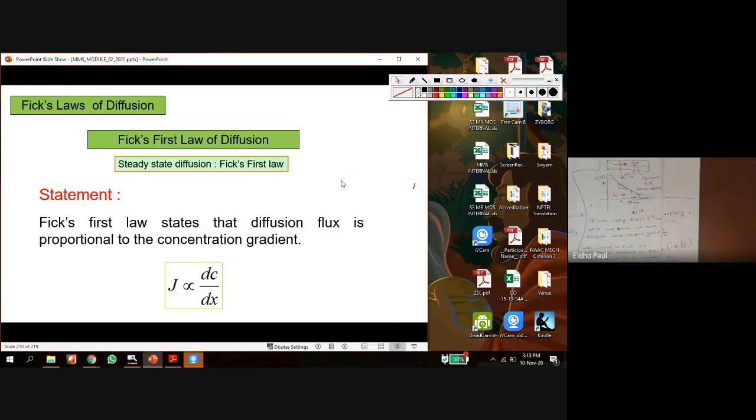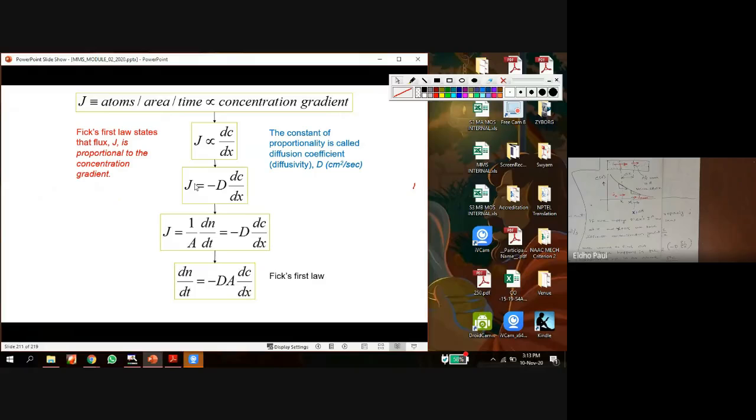In the last class we discussed Fick's first law of diffusion. According to Fick's law, the diffusion flux is proportional to the concentration gradient. From that we derive the equation for diffusion, that is the diffusion flux is equal to minus D, the diffusivity, into the concentration gradient. So this is Fick's first law. Next we are going to discuss Fick's second law.